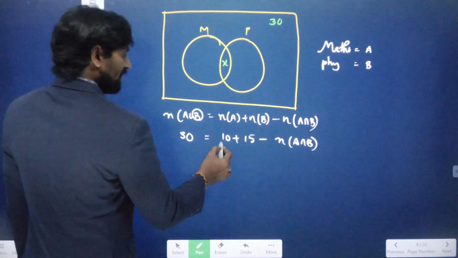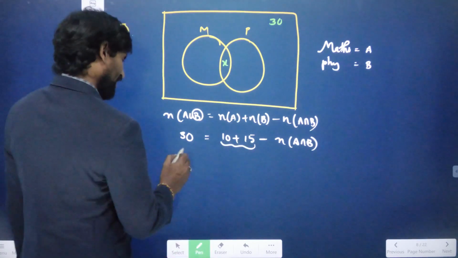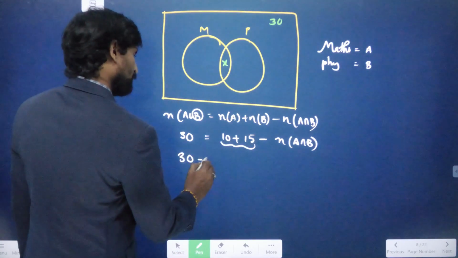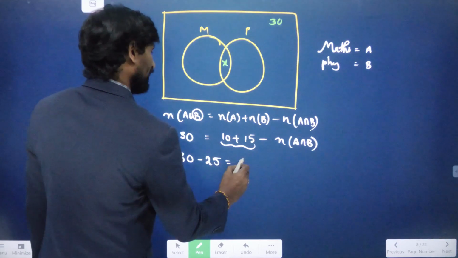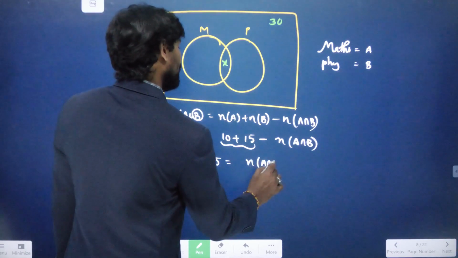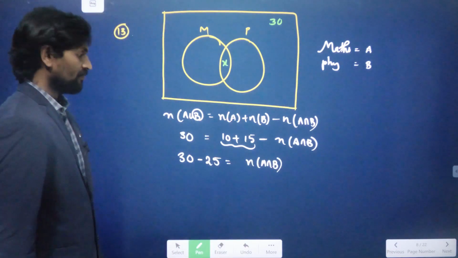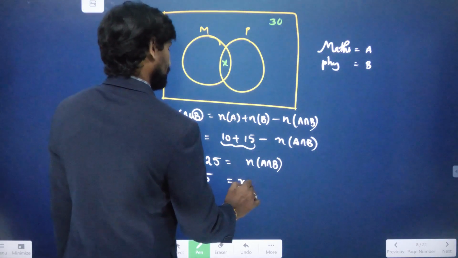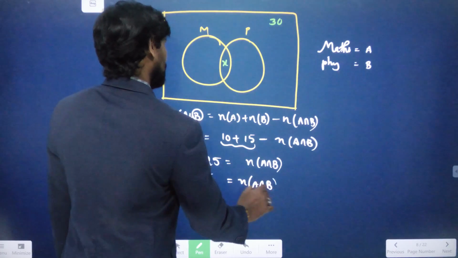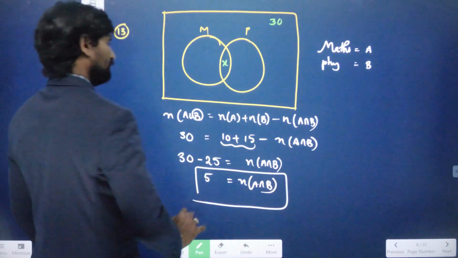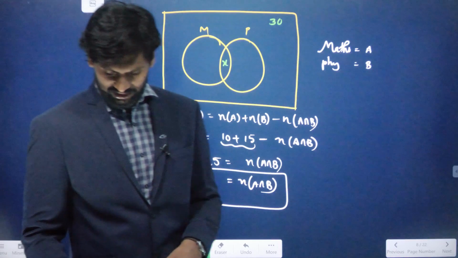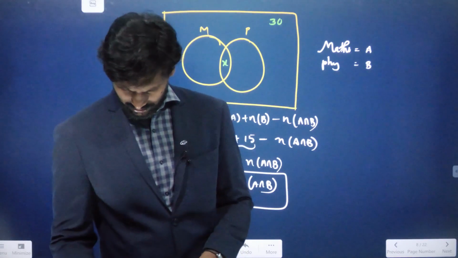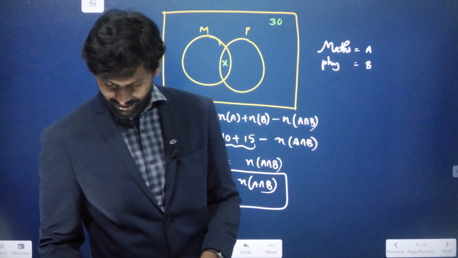So from this, 10 plus 15, 25. So 25 transposed to this side becomes minus 25. That is n of A intersection B. So 30 minus 25 is 5. So both physics and maths is taken by the 10 students. Sorry, 5 students.